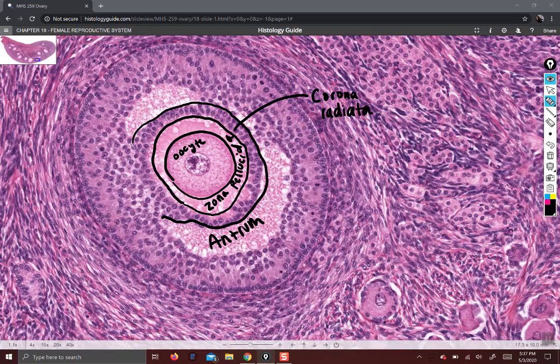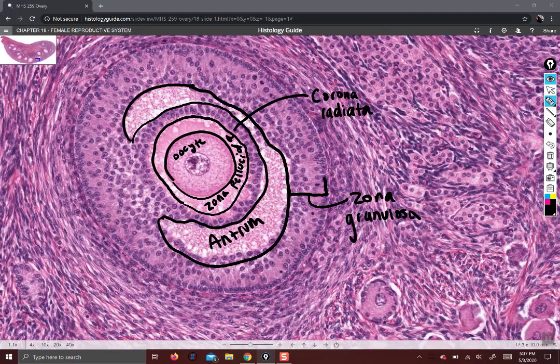And then they're on a little neck, and that neck connects them to the rest of the granulosa cells. That layer we call, again, the zona granulosa. So this is a secondary follicle because the antrum is formed, but the antrum isn't yet very large.